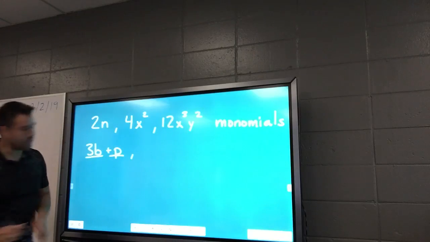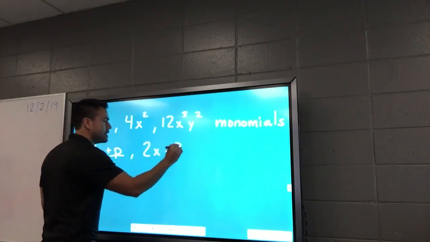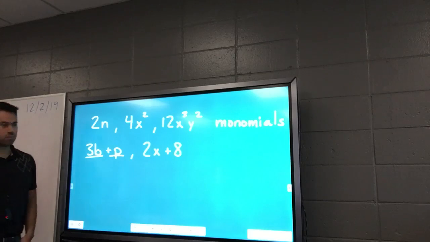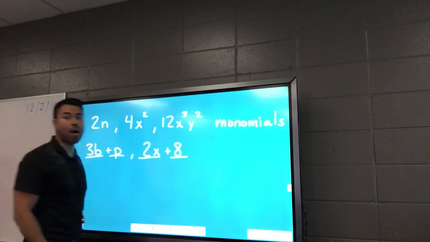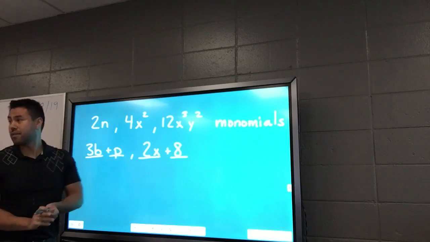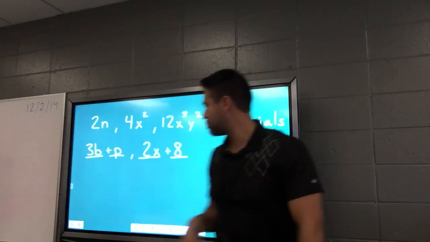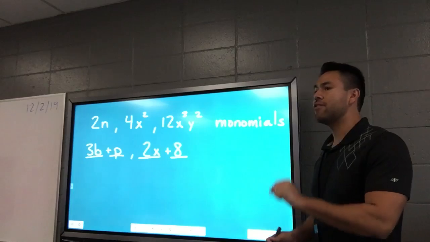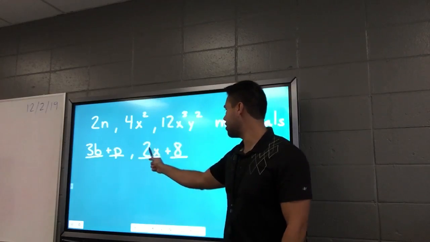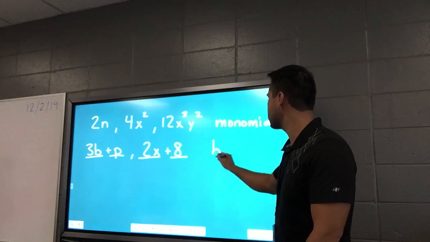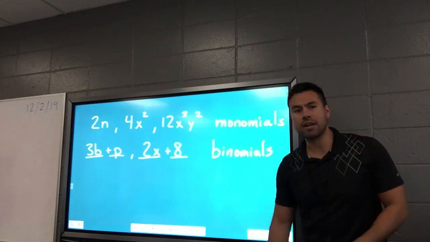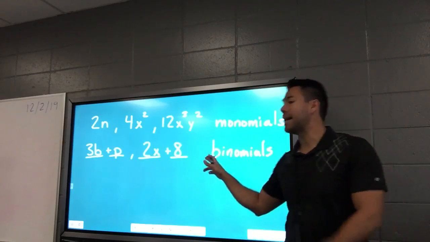Let's go with another example. 2x plus 8. Is that just one term? No, it's 2 terms. Each term is called a monomial, right? That's what we're talking about. We're going to talk about like terms, how those take part in this lesson. But here, if you have an expression with two monomials being added together, we call those binomials. What does bi refer to?